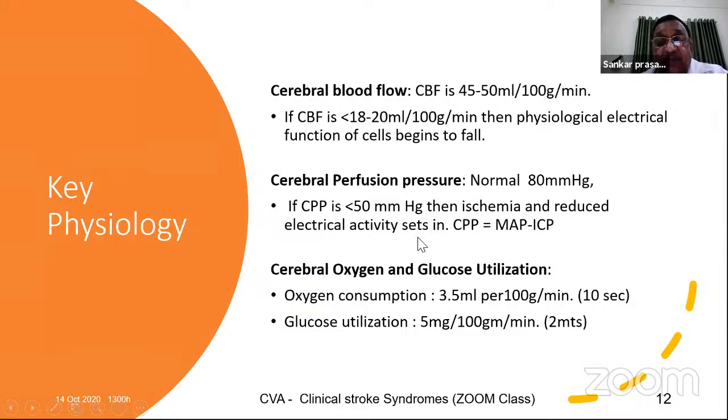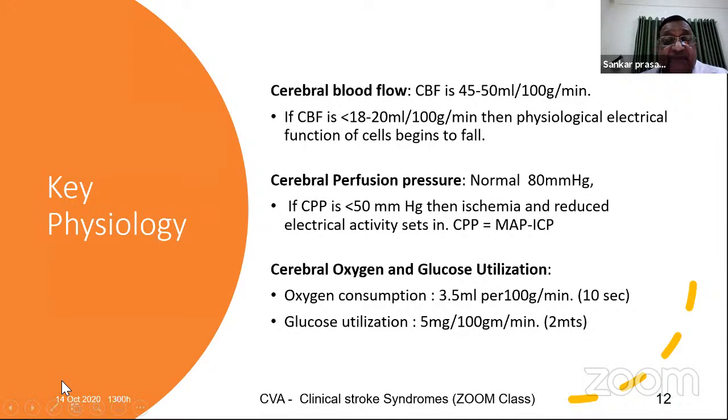If you look at the requirements of oxygen and glucose and how long they last, oxygen consumption is 3.5 ml per 100 grams per minute. If the supply is blocked to a particular area, the oxygen will last only for 10 seconds. Similarly, glucose utilization is about 5 milligrams per 100 grams per minute, and it lasts only for 2 minutes. So that particular area will be deprived of oxygen and glucose and suffers irreversible damage.